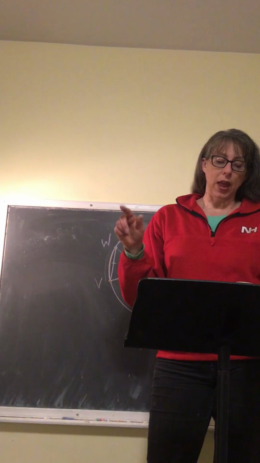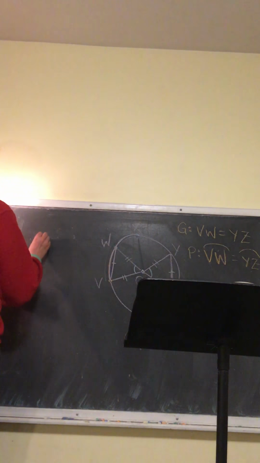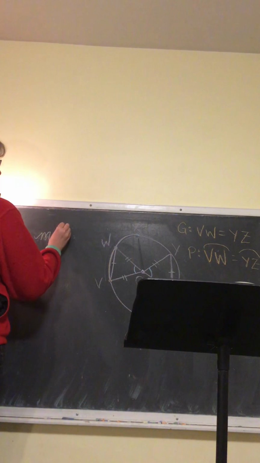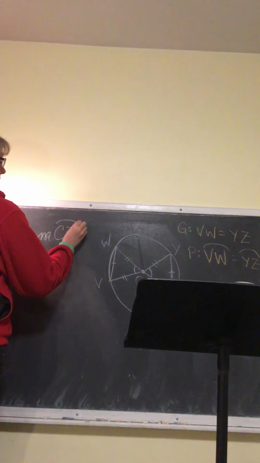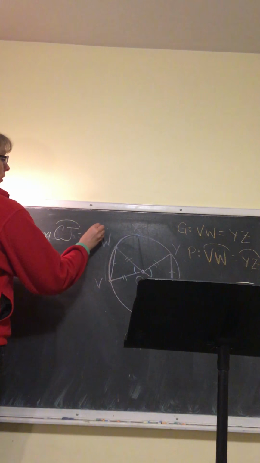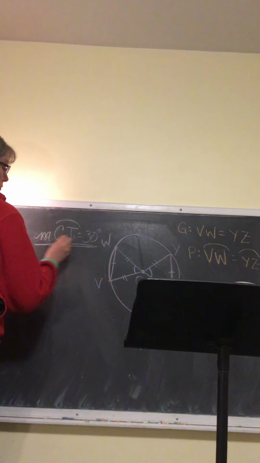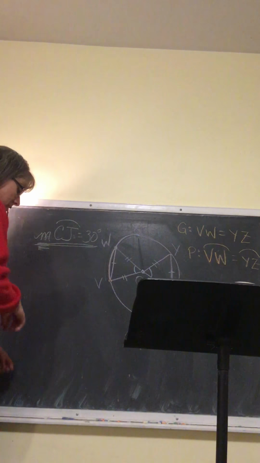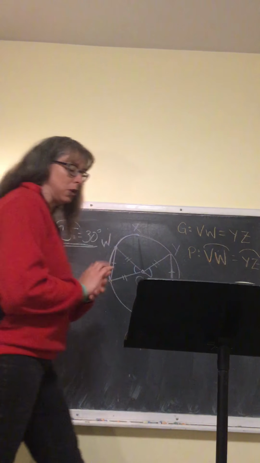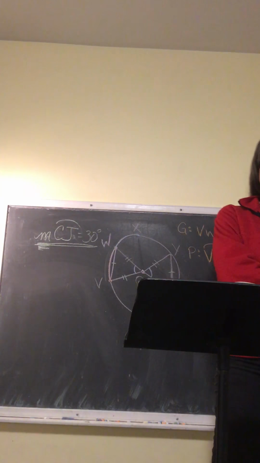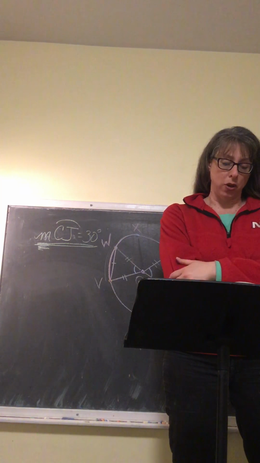And you see that little M before the arc there? That's to indicate the measure of the arc. Measure of arc CJ equals 30 degrees. And that's a nice way. That M doesn't mean slope there, it means measure, and it's a nice way to indicate that you're going to give the degree measure of the arc.